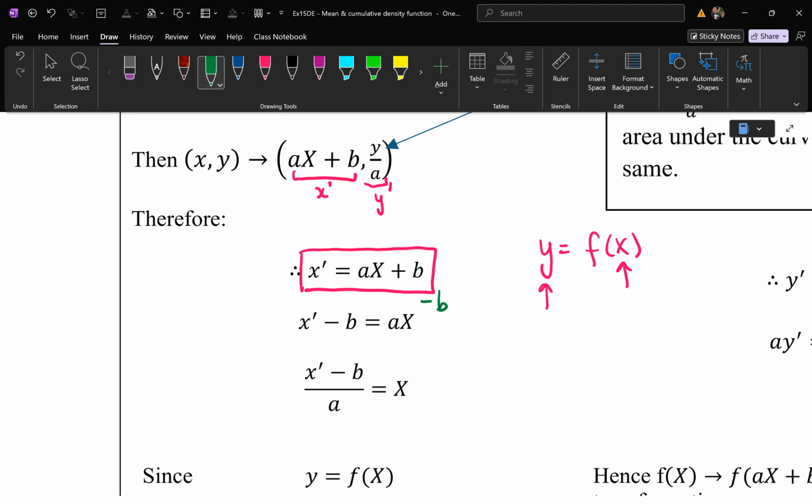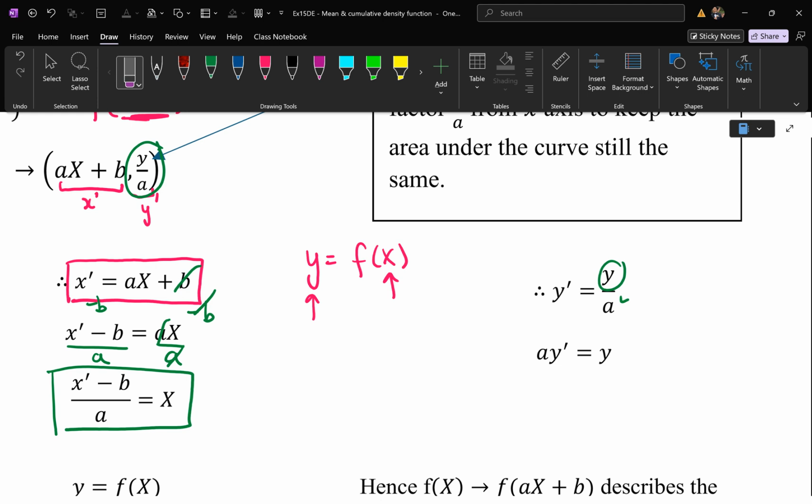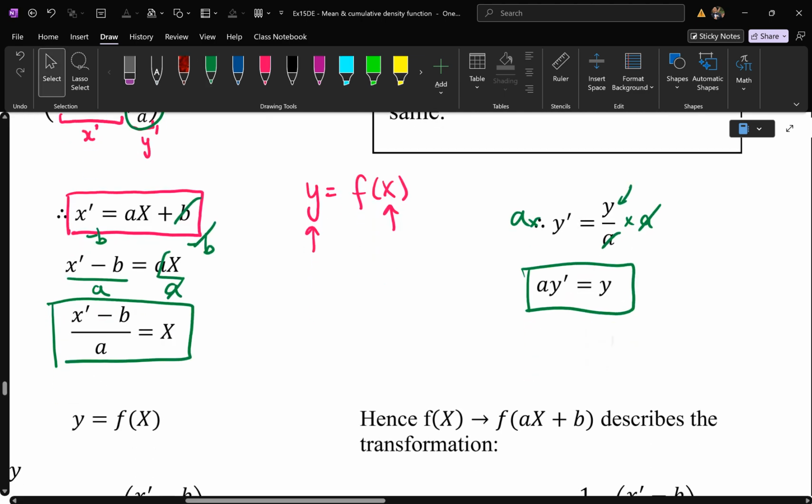I say, okay, minus b on both sides so that I can focus on getting the original x. And then I say here, divide by a and divide this by a. The a's cancel out. And so original x will equal to x dash minus b on a, right? And then the other side is y dash. So our y dash over here is original y divided by a. Remember, you have to divide by a so that the area stays the same. So if I find original y, I need to times a on both sides. The a's cancel out, and you get a y dash equals y, right?